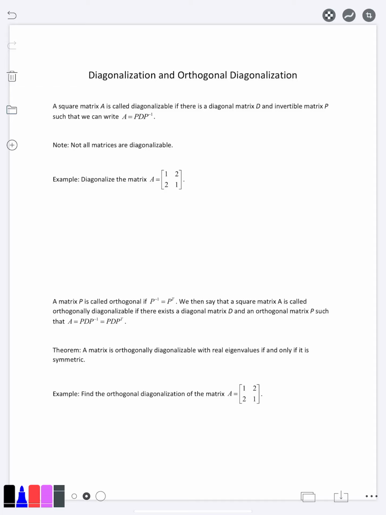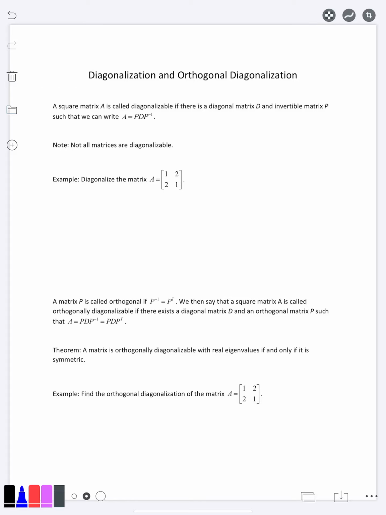In this video, we're going to learn about something called diagonalization and a special version of it called orthogonal diagonalization that you're going to be able to do to a given matrix. So we'll start with a definition here.